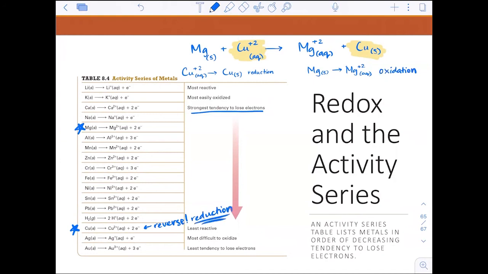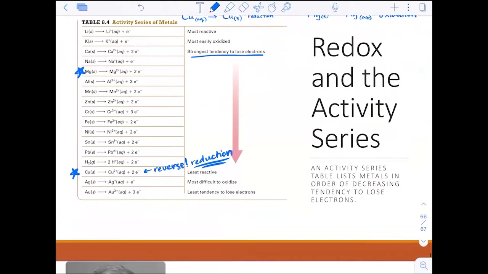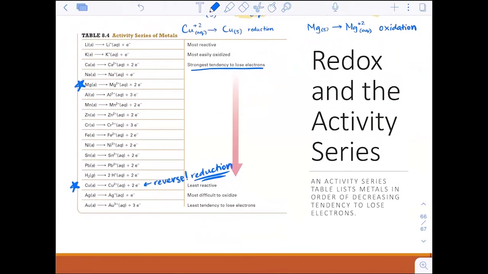When we want to predict whether a single displacement reaction will happen, we look to this activity series and say, is the oxidation half above the reduction half? If it is, the reaction will happen. If it's not, if the reduction half is written above the oxidation half in our list here, then the reaction doesn't happen. Let's play with one more before we end.